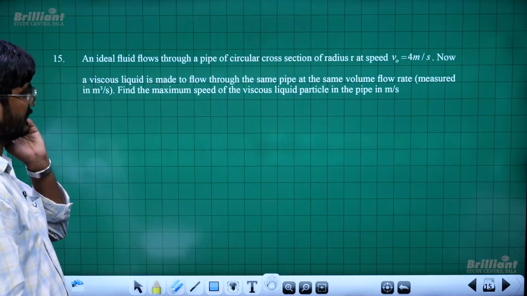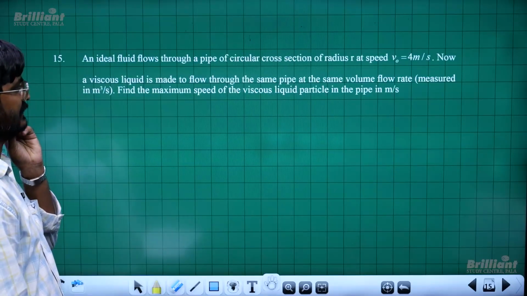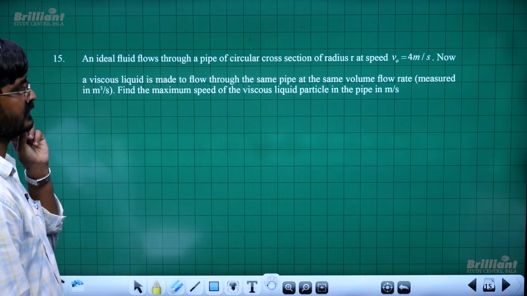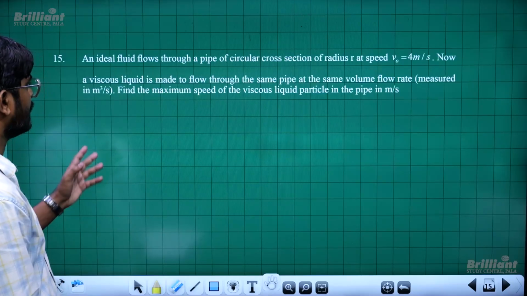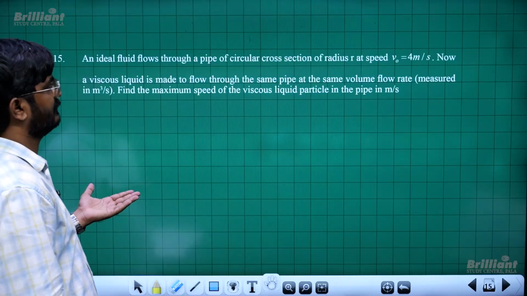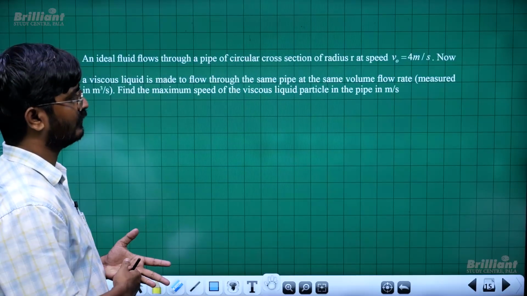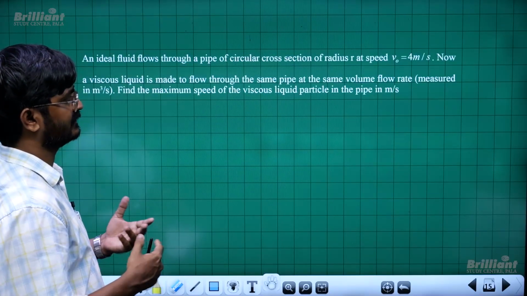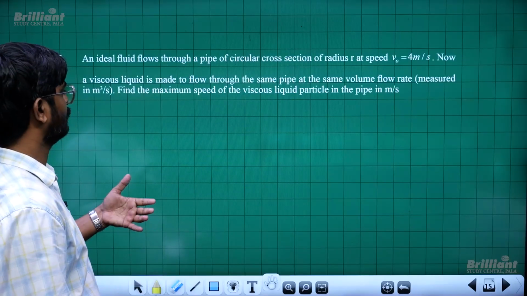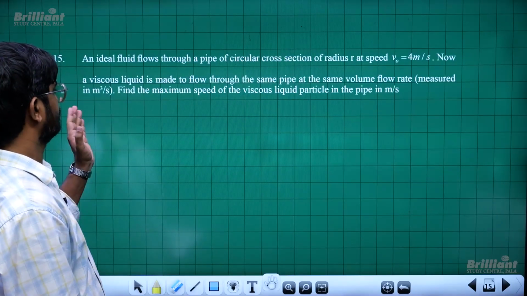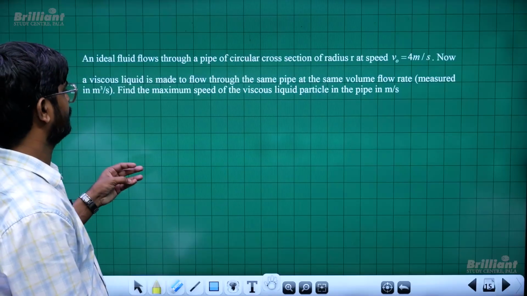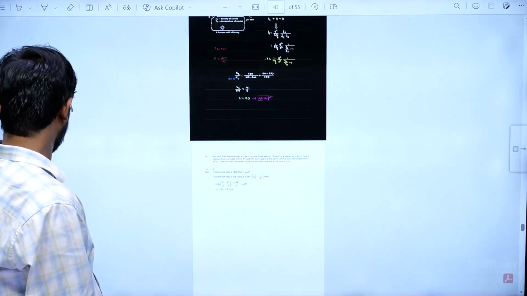This question is majorly understanding the radial flow based on Poiseuille's equation. An ideal fluid flows through a pipe of circular cross section. I think a similar question is there in your revision material, but the flow was not given in a right way. They said assume it is linearly varying, but it won't be linear. So if the rate of flow is same, then what is the maximum speed of the viscous liquid?